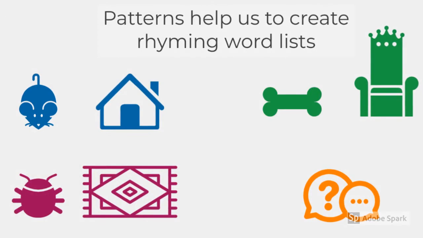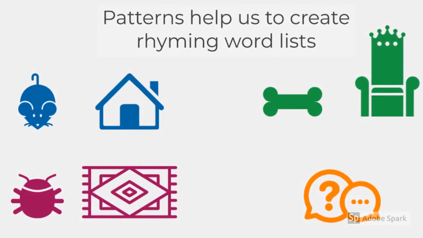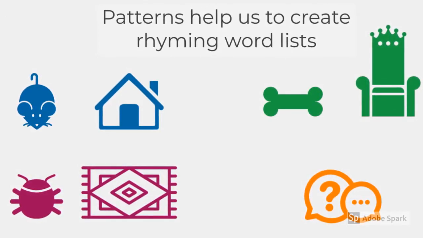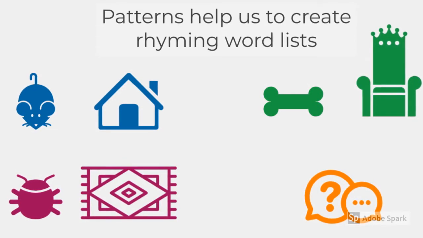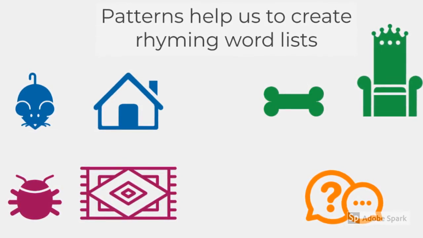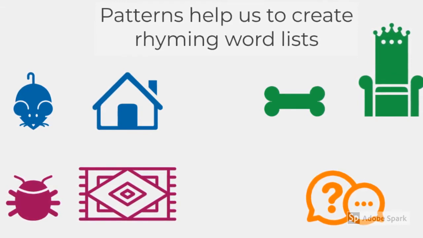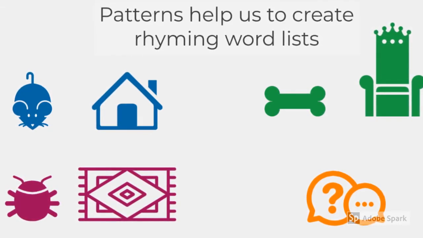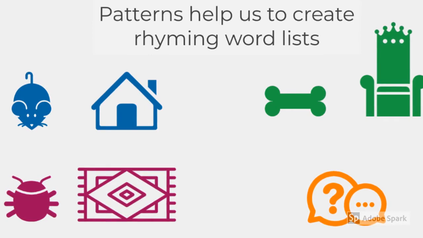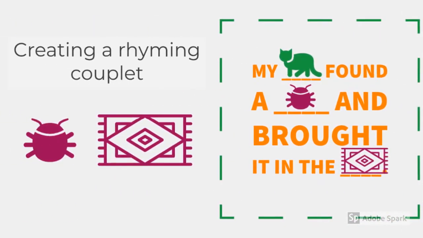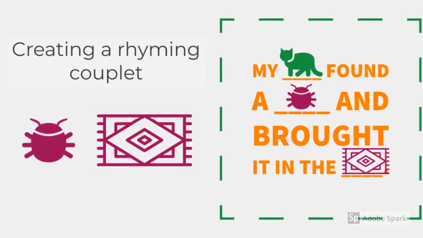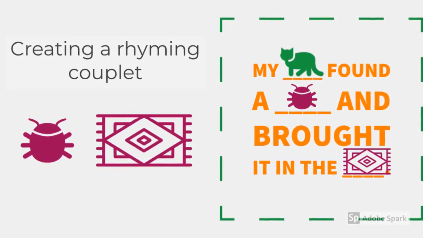Let's think about how we could use patterns to help us create our own rhyming couplets. Maybe we could get started by writing out some rhyming word families, things like mouse and house, or bug and rug, or bone and throne. What other examples can you think of? Maybe we could use the example rhyming couplet I gave at the beginning to help us create our own. The example was, "My cat found a mouse and brought it in the house."